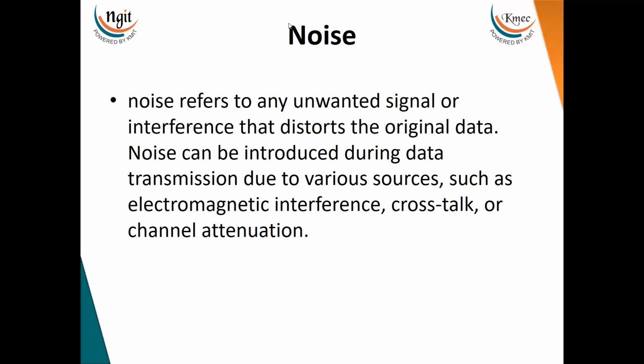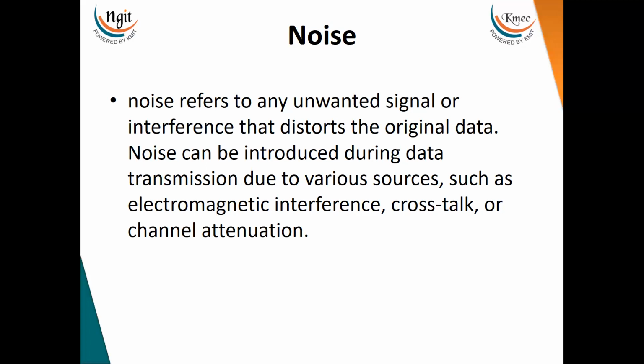And the other type is noise. Noise is also one type of error. Because of noise, the errors may occur. But what is that noise? Noise refers to an unwanted signal or interference that distorts the original data.